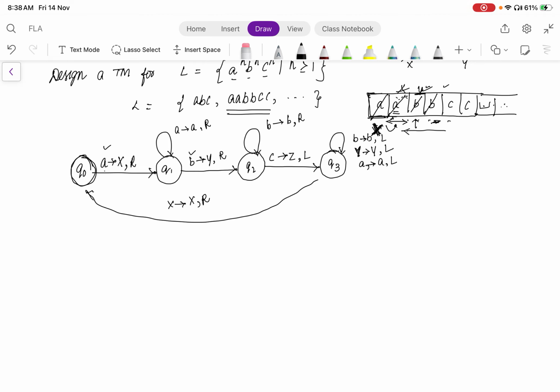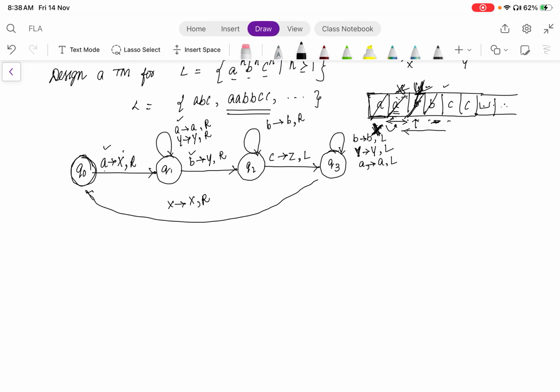Now let's see. So this I replaced with x. This part is done. And in between, if I have a, put them in a self loop. Now in between, in the previous step you had only a in between, but you now have y also. You have replaced this b with y in the previous transition, no? So you have y also. Put y also in the self loop.